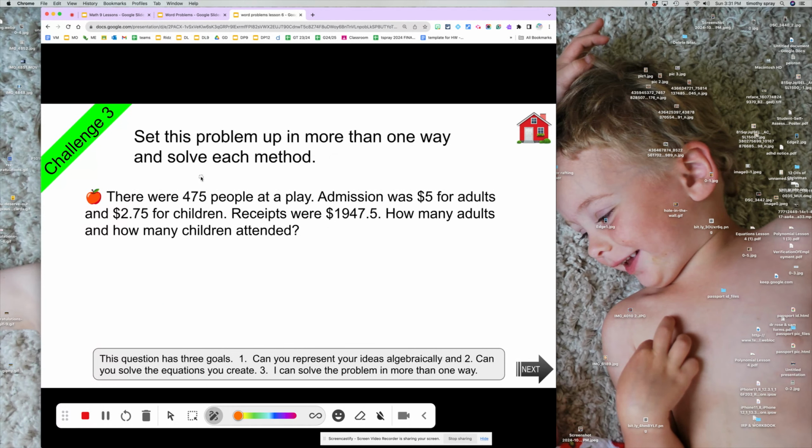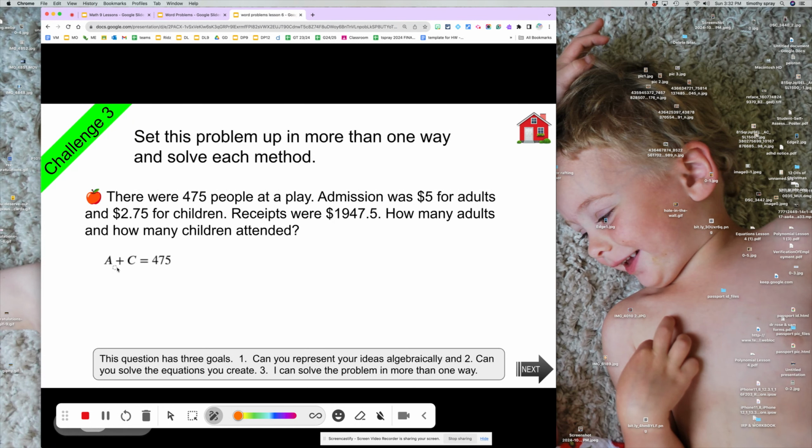Okay, let's take a look at this next problem. This looks kind of tricky. This problem: set up this problem in more than one way and solve each method. Okay, so here we go. There's 475 people at a play. Admission was $5 for adults and $2.75 for kiddos. Receipts were $1,947.50. How many adults and how many children attended?